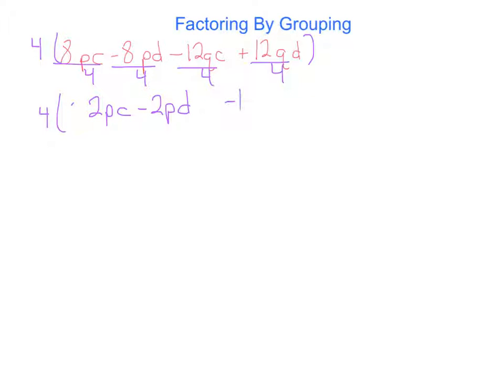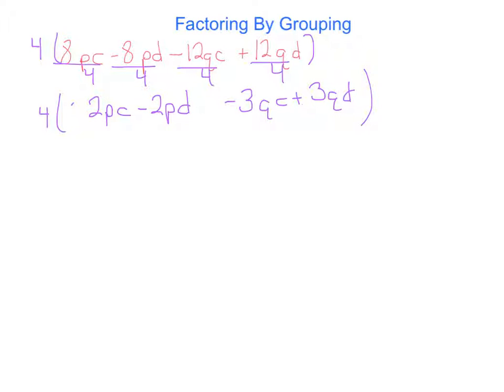And then minus 12QC plus 12QD. Sorry, I forgot to divide by 4. Should be 3QC plus 3QD.